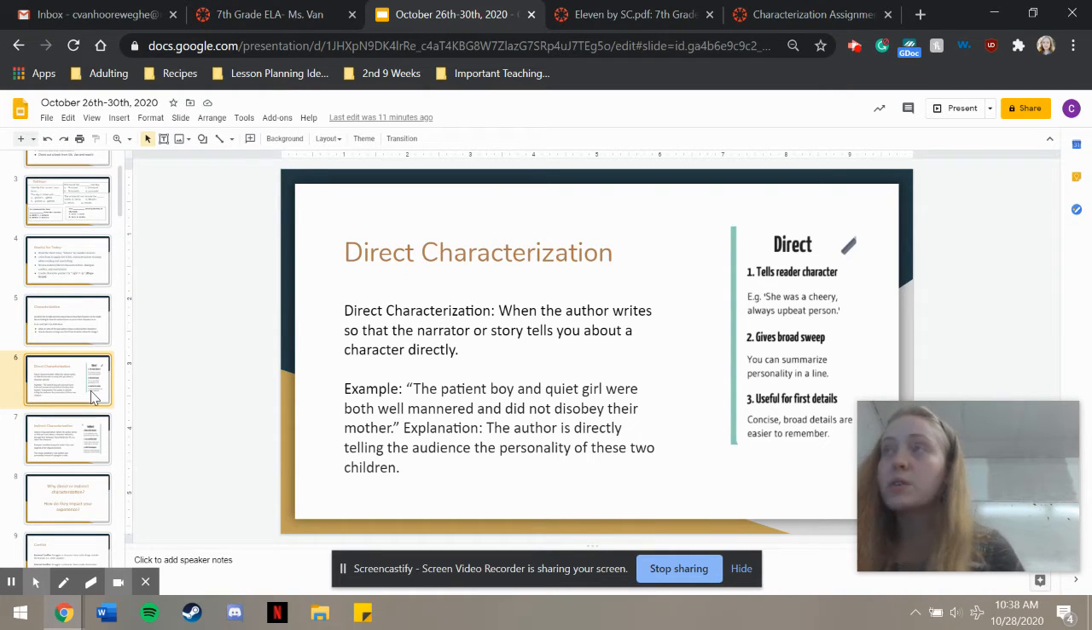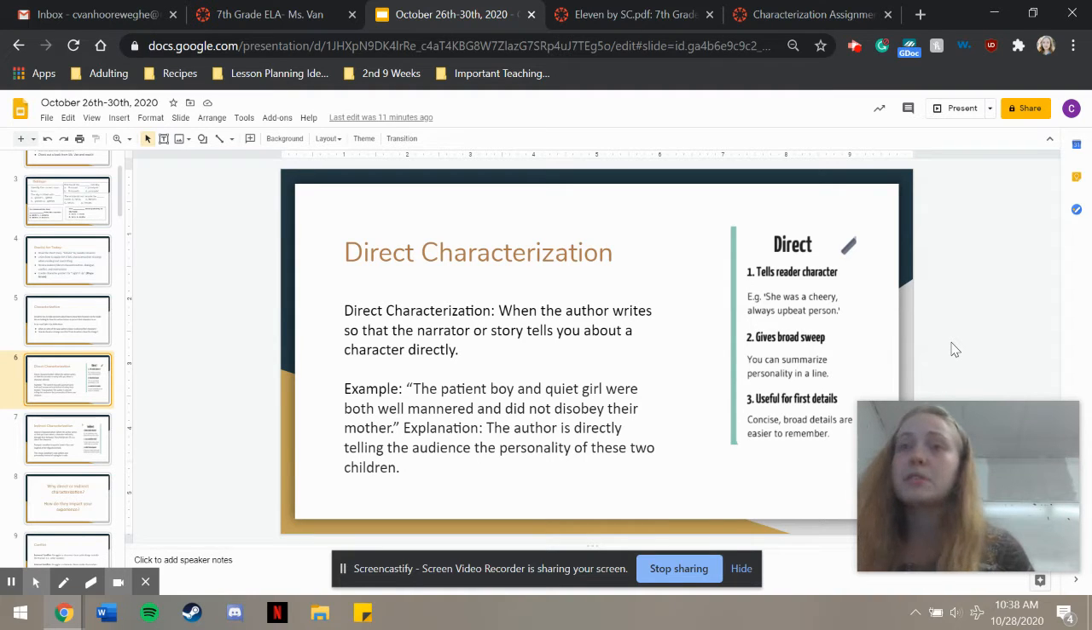There are a couple different types of characterization. We talked about these also last 9 weeks. Direct characterization is when an author makes the choice to tell us specifically and directly what the character is like. On the right side, it says she was a cheery, always upbeat person. In this instance, the author is directly telling us that her personality is upbeat and that she is cheery.